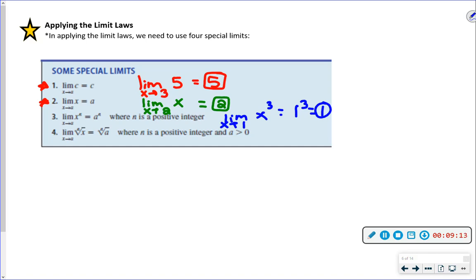Probably the only kind of weird one is this top one, but if you're equaling a constant, there's no variable, what else are you going to do with it? It just is what it is, okay?